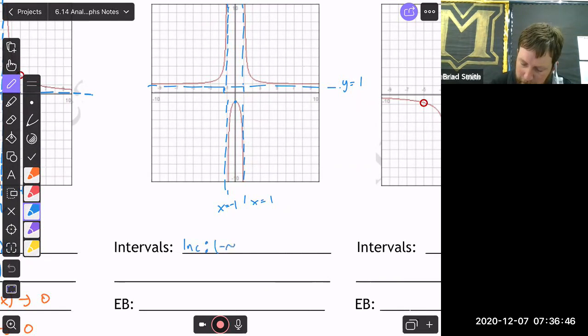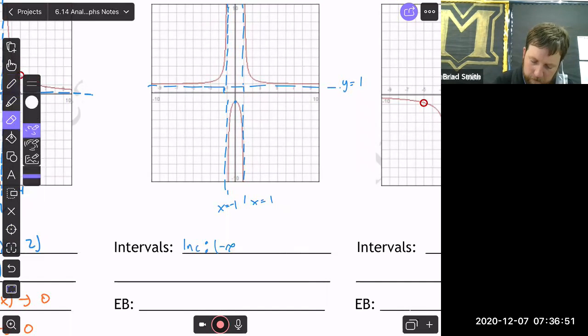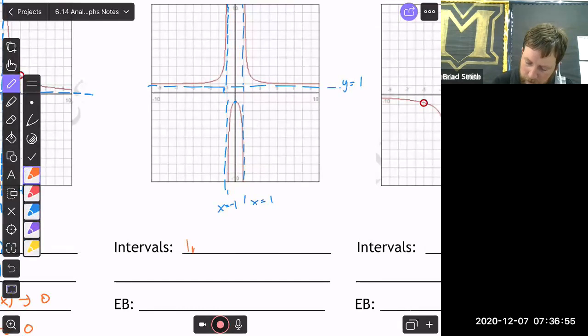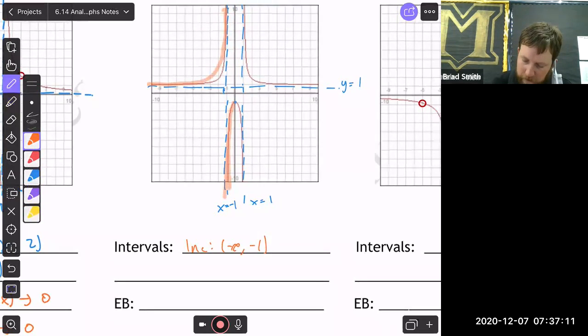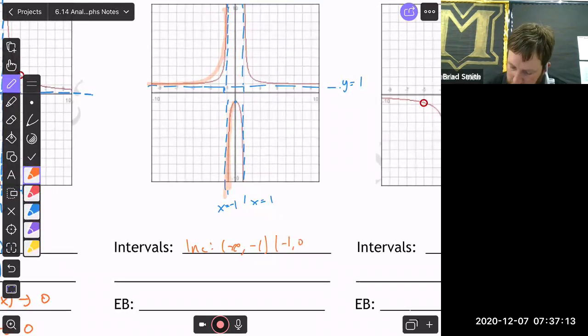So this one's going from negative infinity. Let me do it in a different color. Do this one in orange. Increasing. So it's going from negative infinity all the way to negative 1, because this piece right here, negative infinity to negative 1, is increasing. Now, from here to here, it's going up as well, and then it turns and goes down. So it's also increasing from negative 1 to 0.